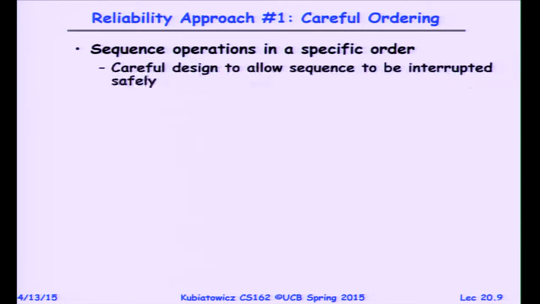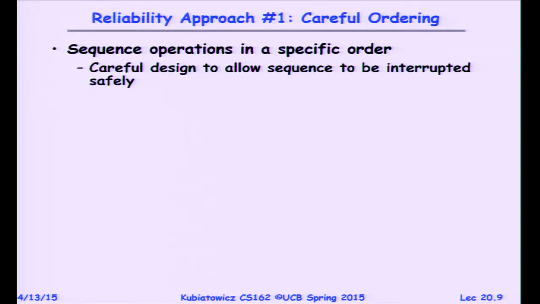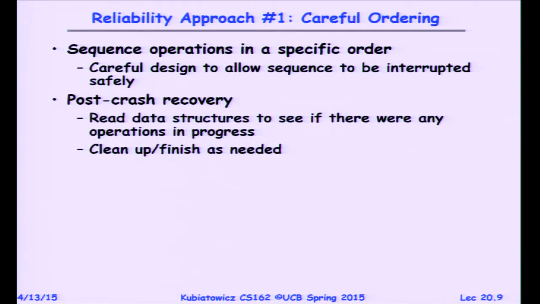How many people think that might work? How many people think that that's been tried many times? Okay, so many a smart person has tried this approach. The idea is to sequence operations in a very specific order, and we carefully design it so that interrupting at any point is safe. And of course, after a crash, we have to figure out how to recover. That's basically going to be reading the data structures and trying to figure out how to undo things that weren't quite done right. So that seems pretty simple in principle. And then clean everything up afterwards.